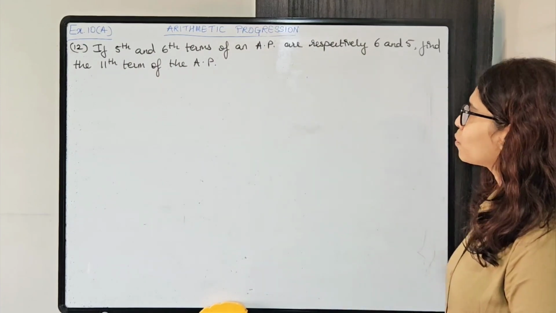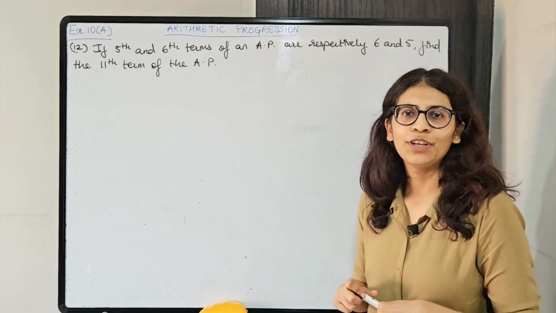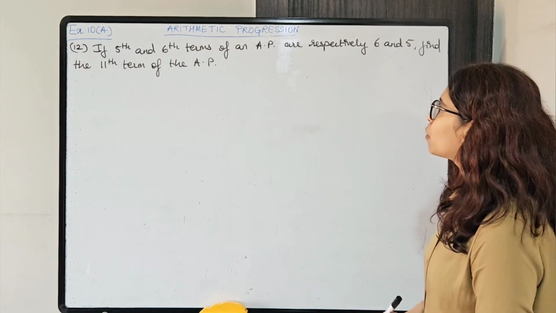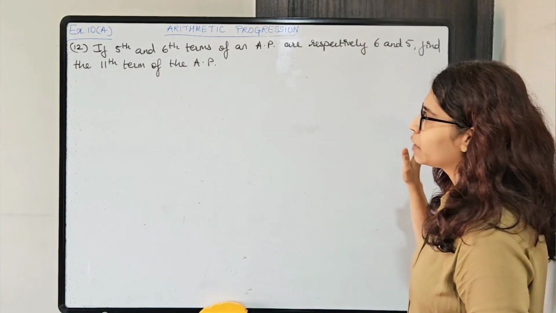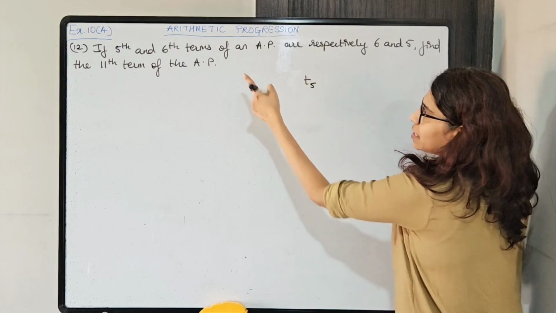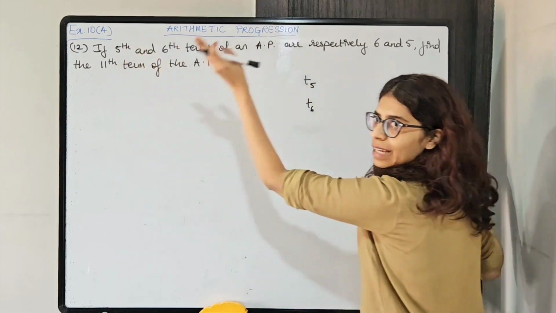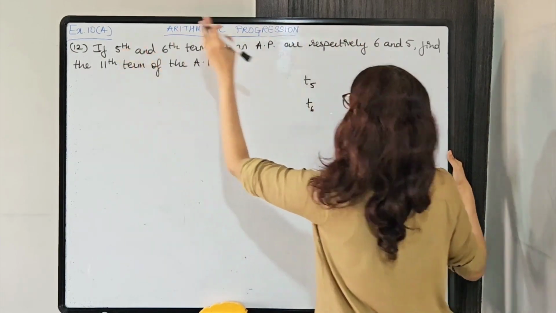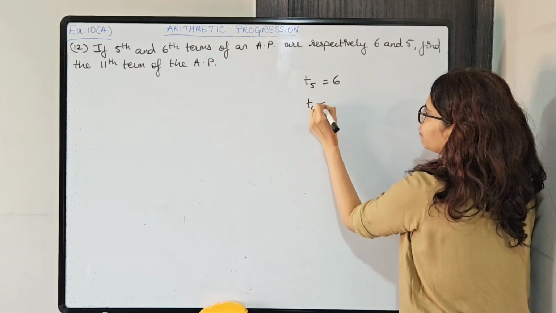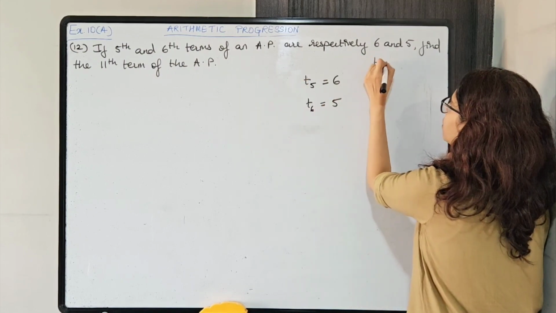If the 5th and 6th terms of an AP are respectively 6 and 5, find the 11th term of the AP. We are not given the AP. Let's see what other information is given. The 5th and 6th terms of the AP are 6 and 5 respectively. So the 5th term, that is T5, and the 6th term, T6. 5th term first, so we will associate it with the first number. So the fifth term is 6 and the sixth term is 5. Okay, we need to find out the 11th term, that is T11.